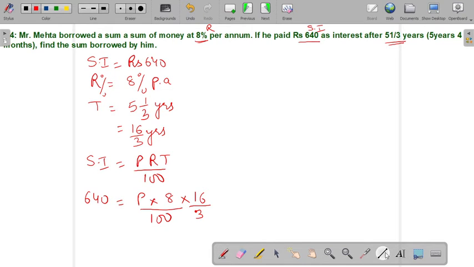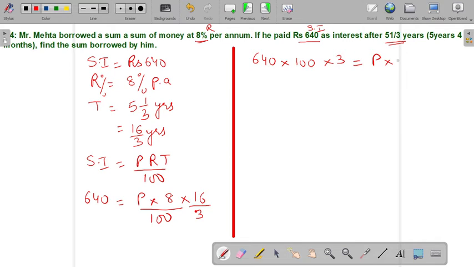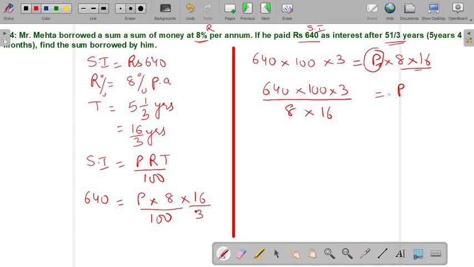Now next step, what should be the next step? To do the cross multiplication. So 6400 multiply 640 multiply 100 multiply 3 equal p multiply 8 multiply 16. So what should be next step? To find out the value of p, what we will do? We will take the terms which are written along with the p in the denominator. So 640 multiply 100 multiply 3 upon 8 multiply 16. So this is the value of p.